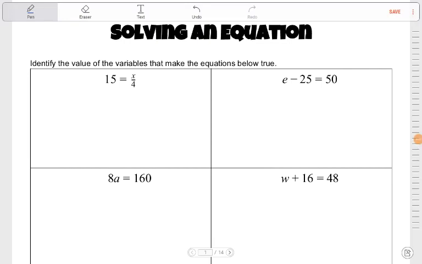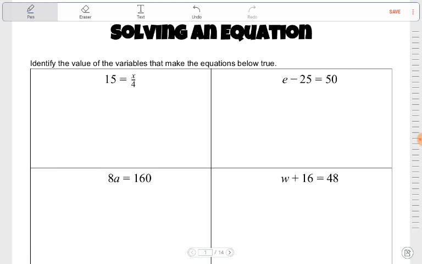Hey guys, in this video we are working on solving an equation. And that means identifying the value of the variables that will make the equations below true. So I have 4 equations, each with a different operation. So I'm going to use a different inverse operation for all 4 to find the answer.